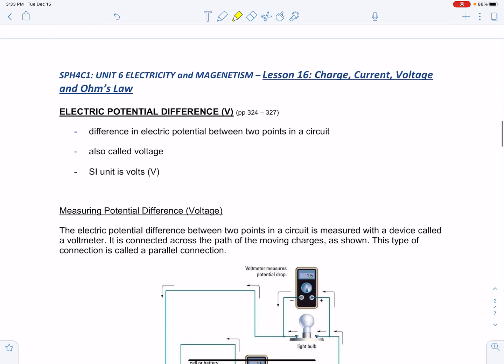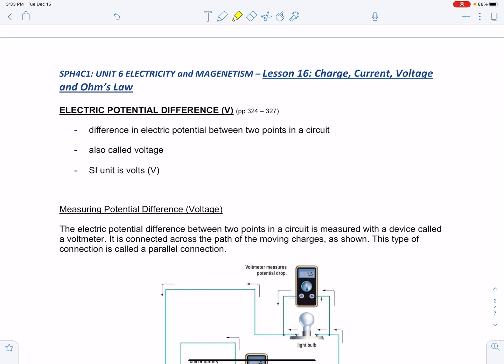The second electrical quantity that we're going to look at is electric potential difference. You can read more on this topic, pages 324 to 327, in the reference textbook in your content library. The symbol for electric potential difference is the capital letter V. It's defined as the difference in electric potential between 2 points in a circuit. It's also called voltage, and it's what you would more commonly refer to as voltage in everyday life.